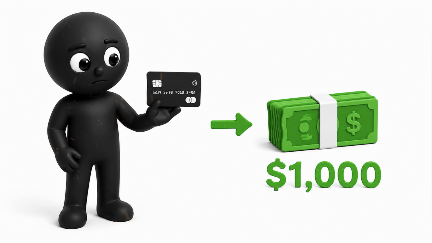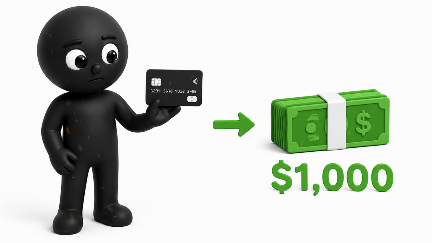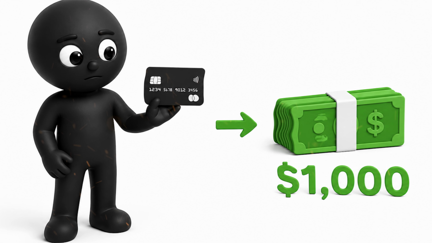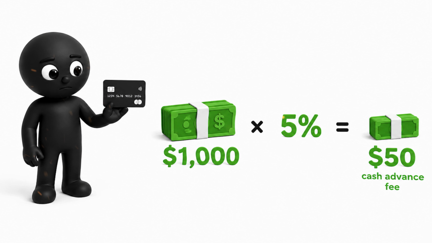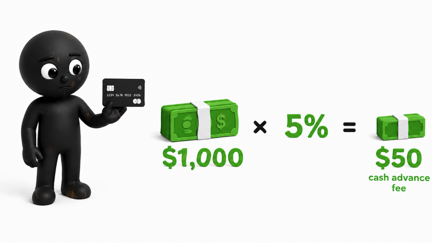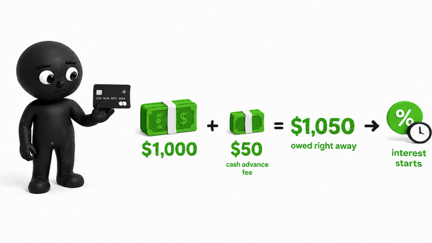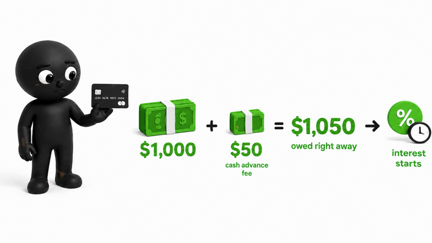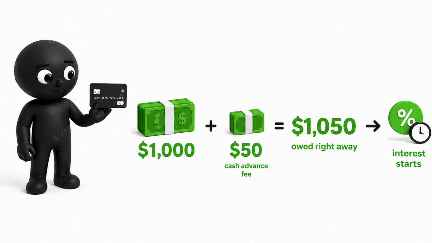Tim needs $1,000. He takes a $1,000 cash advance from his credit card. Let's say the card charges a 5% cash advance fee. That fee is $50. So Tim may owe $1,050 right away. Then interest starts. If the interest rate is high, the balance grows every day. So Tim did not really borrow $1,000. He borrowed $1,000 and bought himself fees and interest. That is the real cost.